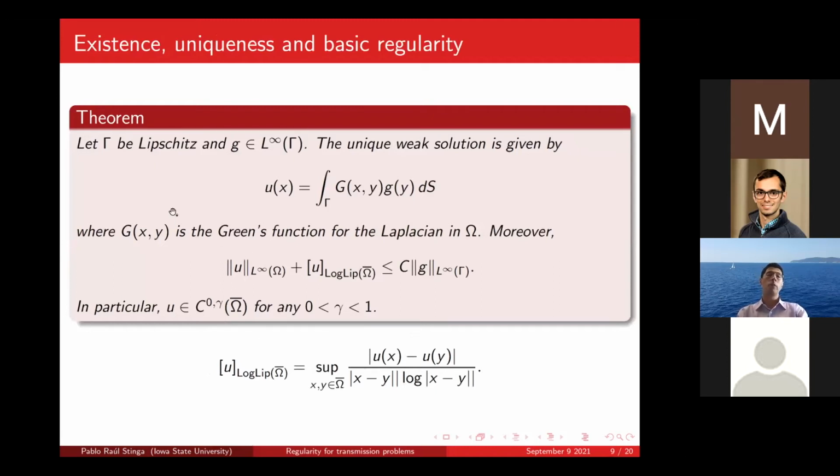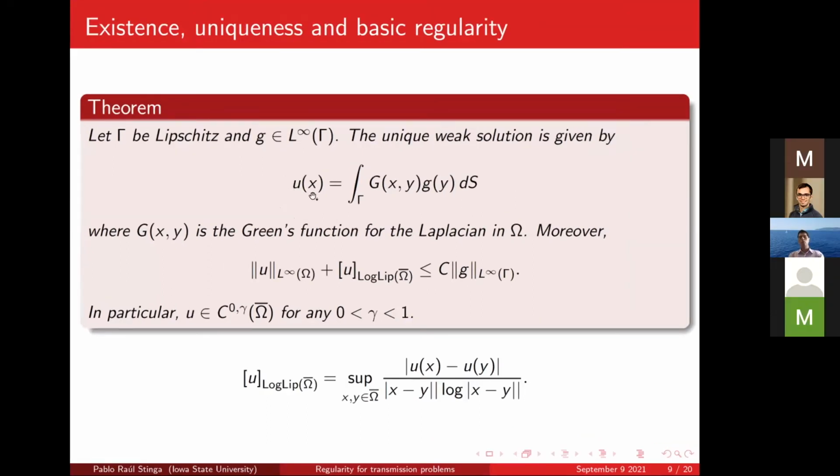Even here, we can assume a little bit less about gamma. We can assume that the interface is Lipschitz and that G is bounded. Then the unique weak solution exists and can be written in this way. The solution U is the integral of G on the surface against the Green's function for the Laplacian.